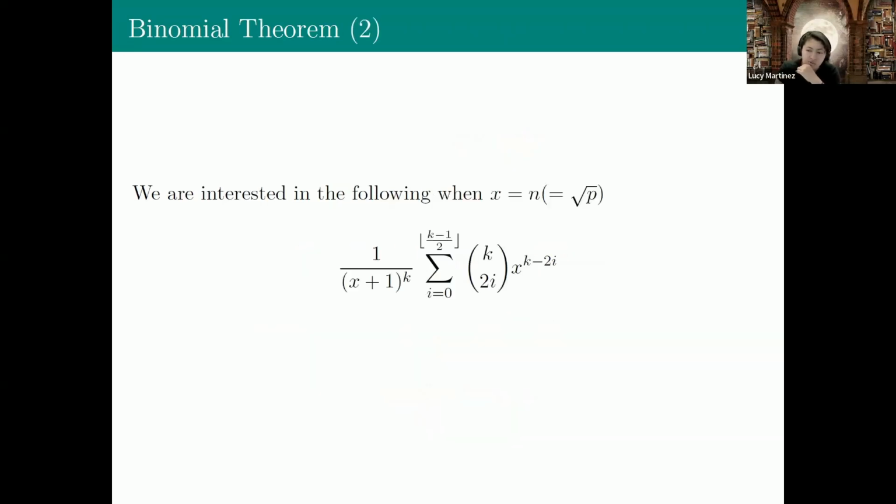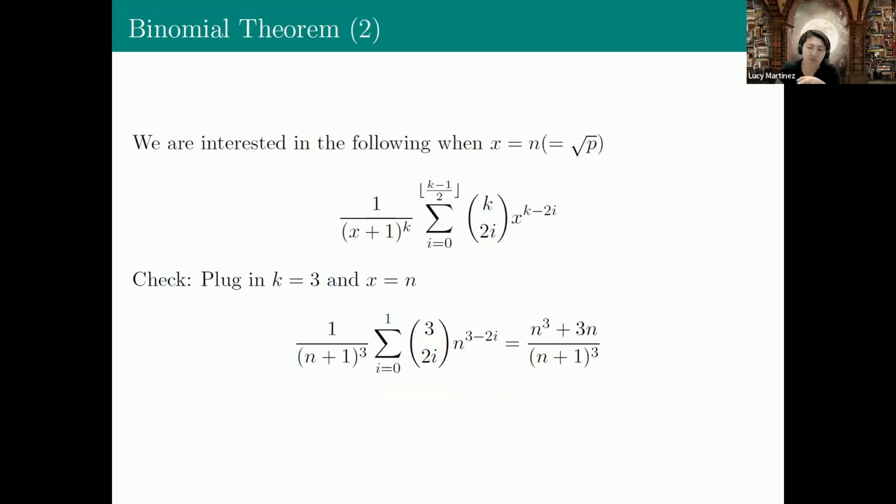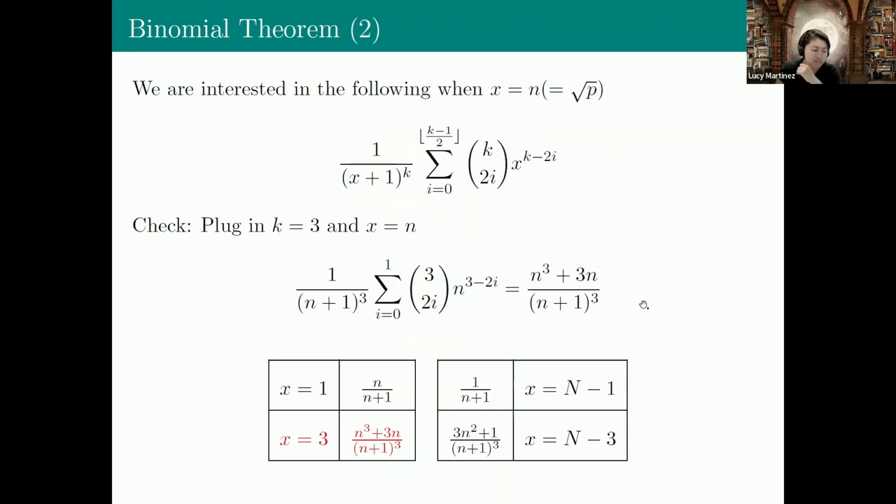And let's look at an example of why we want this. Say that you plug in k equal to 3 and x equal to n to the above sum, then you get exactly one of the values in the table to the left for the odd powers. So using this sum, this should help us get an expression for the values on the left, and then we'll do the same thing for the values on the right from previous slides.